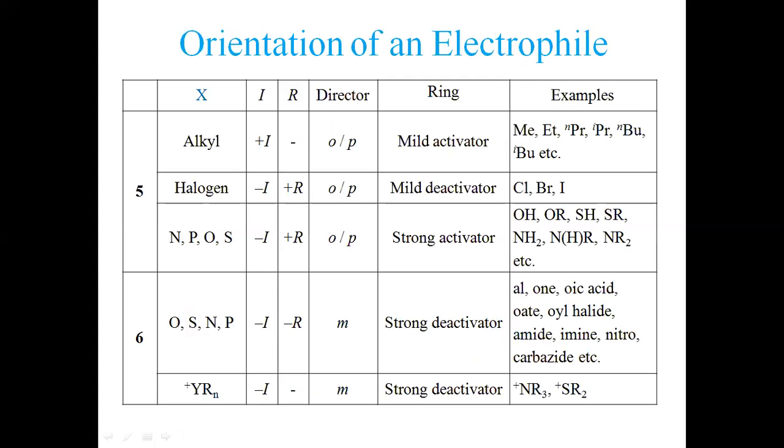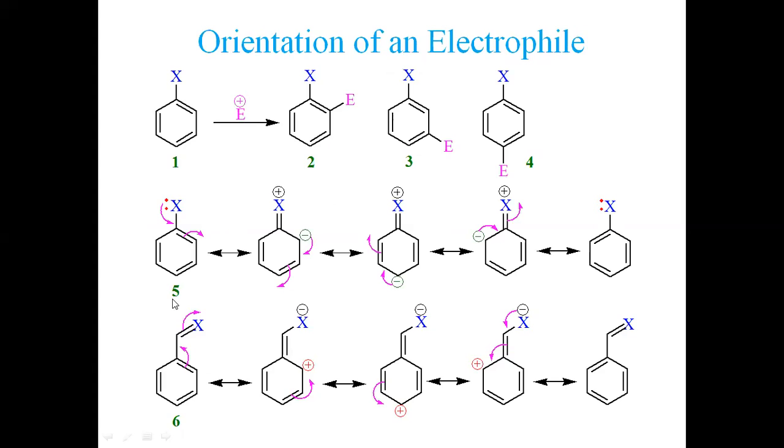This is the table which is presenting the X. X when it is 5, when it is 6. What is 5? This is the structure number 5. This is the structure number 6. In the 5 case, this X is different.